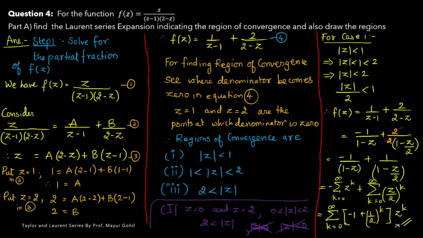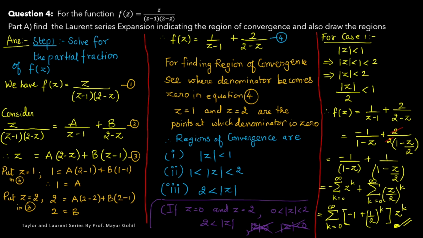So this 26 you can just ignore for some time, that's the slide number. So here you have the final answer for case 1. Okay, now let us see what will happen for case number 2 and 3. So this is the Laurent series expansion in case number 1. Now let us go for case number 2.